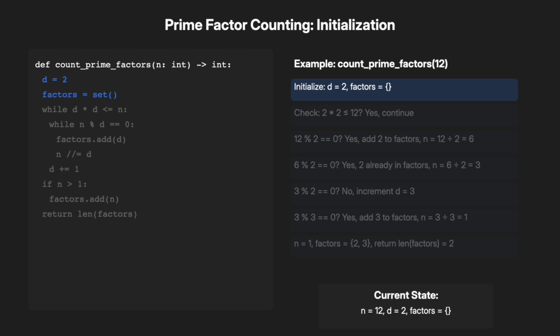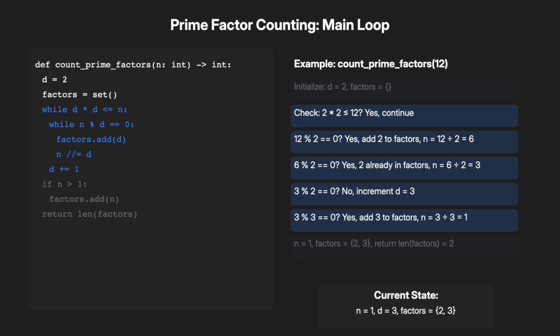Now we're implementing the core logic of our prime factorization function. We use a while loop to find all prime factors less than or equal to the square root of n. For each potential factor, we repeatedly divide n by that factor and add it to our set. In this example with the number 12, we've found that 2 is a prime factor and have divided 12 by 2 twice, resulting in n equals 3.